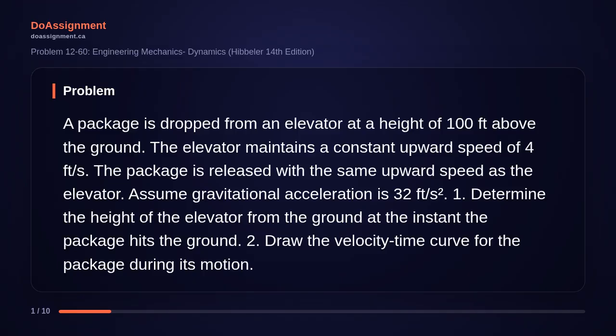A package is dropped from an elevator at a height of 100 feet above the ground. The elevator maintains a constant upward speed of 4 feet per second. The package is released with the same upward speed as the elevator. Assume gravitational acceleration is 32 feet per second squared.